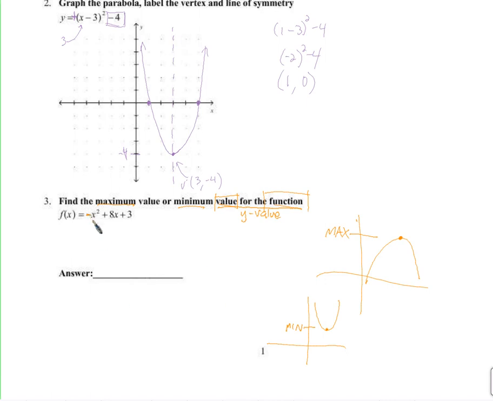It opens down, so I can just go ahead and write that the maximum is y equals something. Y equals the y value of the vertex. So how will I find the vertex? Negative b over 2a, how about that? Negative b over 2a, that's negative 8 over negative 2, so that's positive 4. So I'll plug 4 into the function, so that's negative 4 squared plus 8 times 4 plus 3. So we have negative 16 plus 32 plus 3, which is 16 plus 3, that's 19. 19 is the maximum.